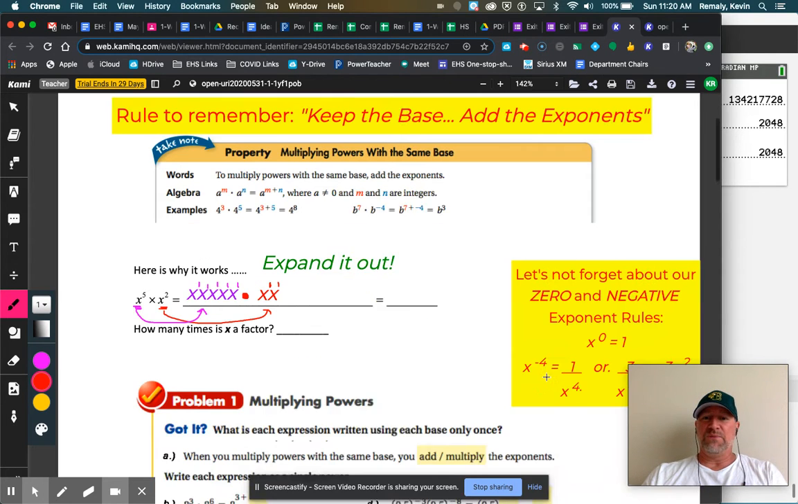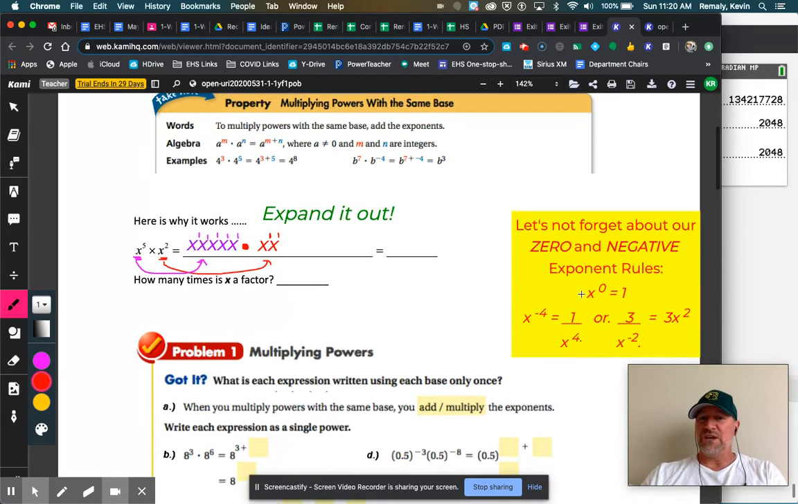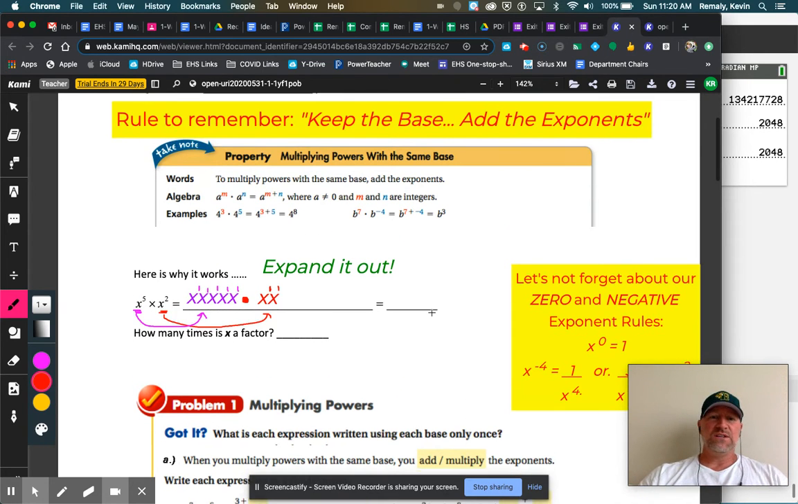I put a little box here. Let's not forget about our zero and negative exponent rules. And again, anything to the zero power really results to 1 because we're talking about dividing that same base ultimately. And then here, if we have a negative exponent, we know that we have to move it from one side of the fraction to the other. Doesn't necessarily make it a negative value. So let's get right into it here.